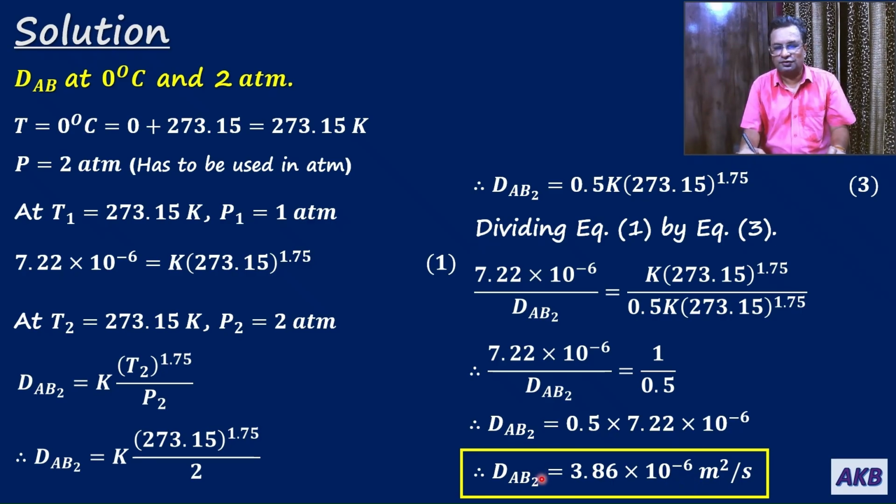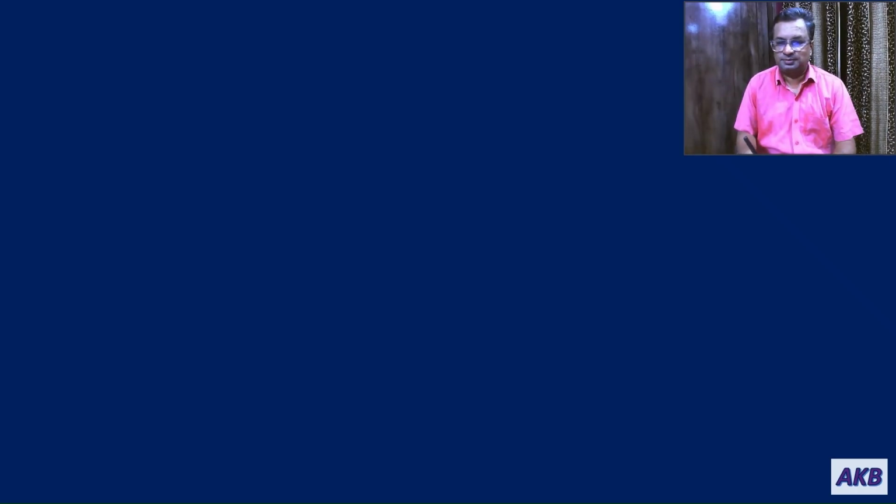So in this way, we get the diffusion coefficient at 0 degrees Celsius and 2 atmosphere. When the diffusion coefficient at one temperature and pressure is known to us, we can get the diffusion coefficient at some other temperature and pressure by knowing the relationship between DAB, T and P. According to Fuller's method, DAB is directly proportional to T raised to 1.75 and inversely proportional to pressure. So I hope you have understood how to use the relationship. Let us move on. Okay, so we completed the solution for numerical number 2. Now let us go for numerical number 3.